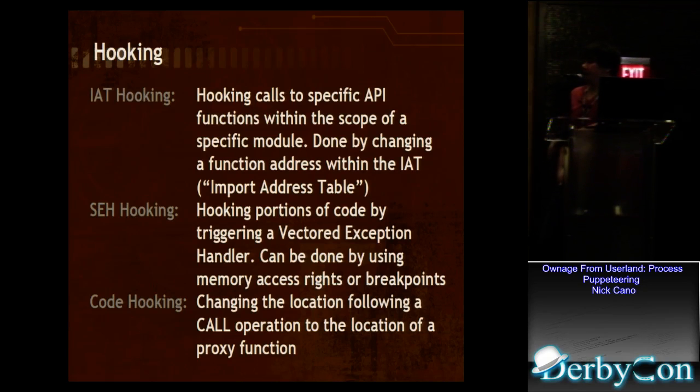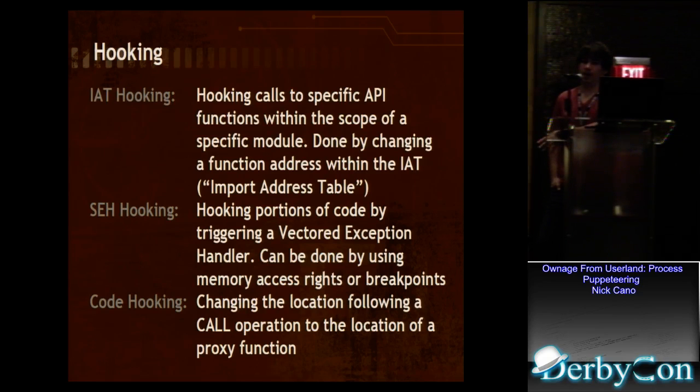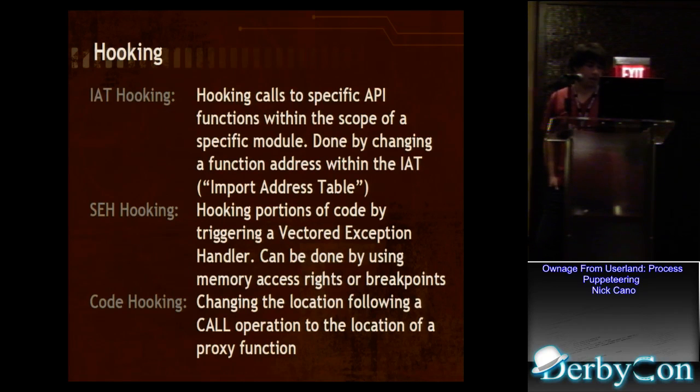So we have IAT hooking, and what that does is you can hook calls to specific API functions within the scope of a specific module. You do this by changing the function address in the import address table, which is a table in the PE header, where it lists what DLLs it uses and what functions it calls. So you replace the address that is put there at runtime when the process starts with your own address, and it'll call that. It's not too effective, though, if the process knows you're going to be doing this to it, because there are obviously ways the process might store this in its own table that you don't know about, so your function will never get hit. So be careful about that.